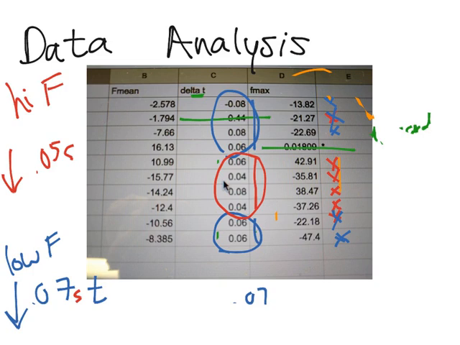So looking at your data, you need to pull out statements. So for example, a statement like this: if there is high force, there is a lowered time. If there is a low force, there is a longer delta T. So you want to just start looking at data and pulling out trends and grouping your data to match. This is what we'll be working on tomorrow, as well as writing your tech report.